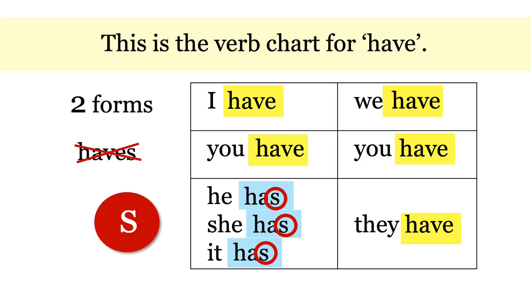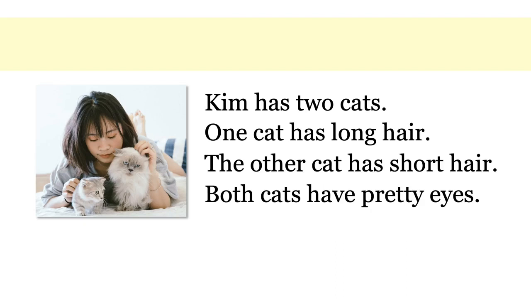Let's look at some examples. Kim has 2 cats. One cat has long hair. The other cat has short hair. Both cats have pretty eyes. Notice the verb have in its two forms, has, and both cats have.